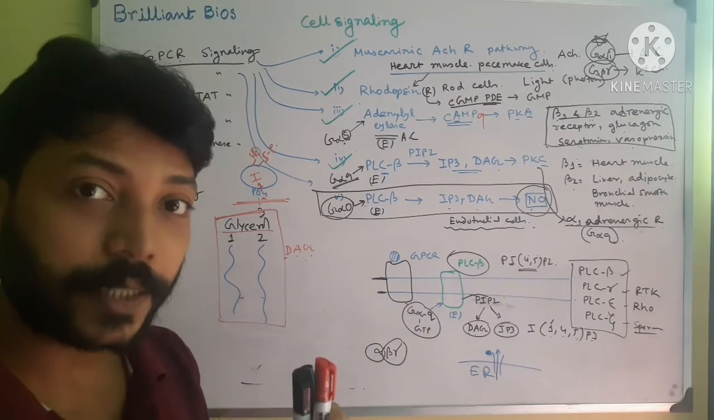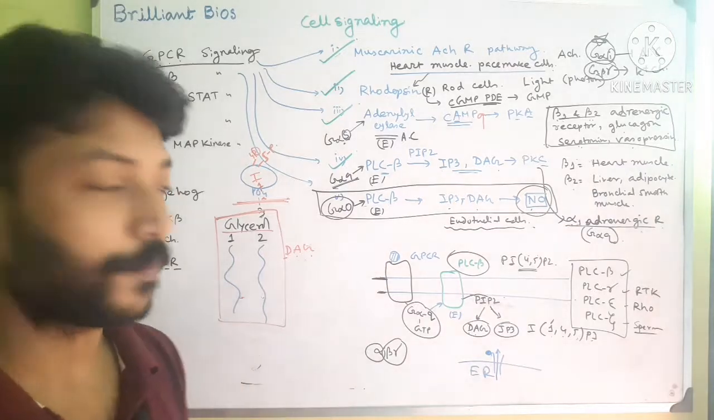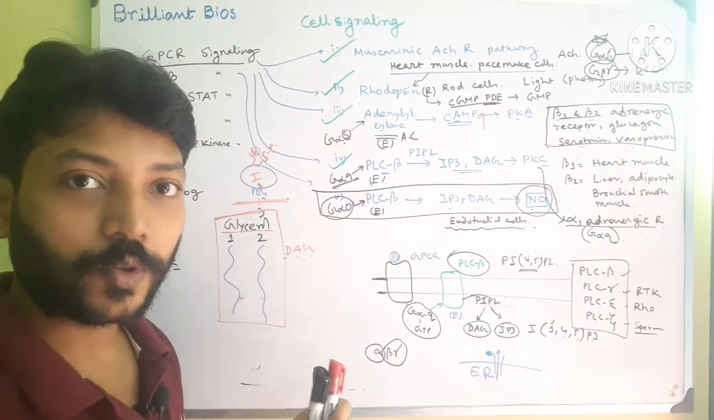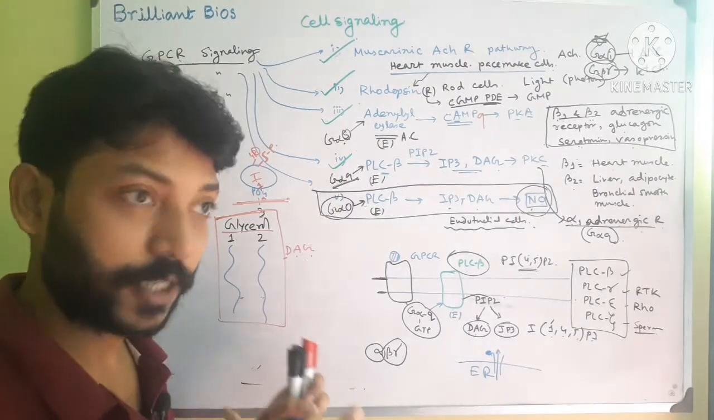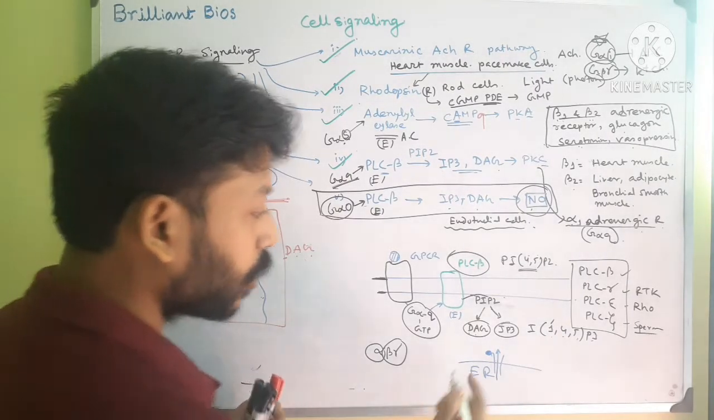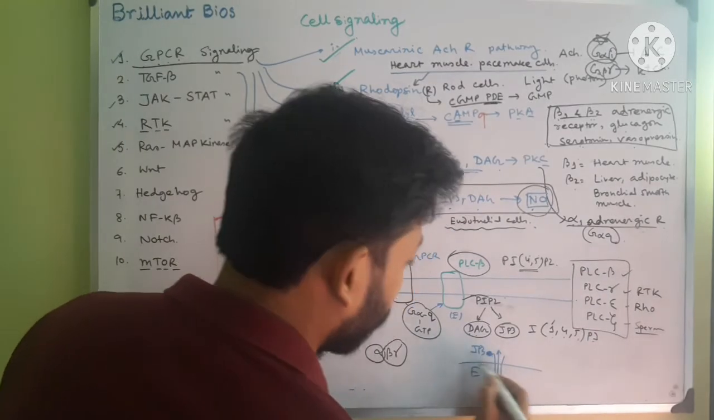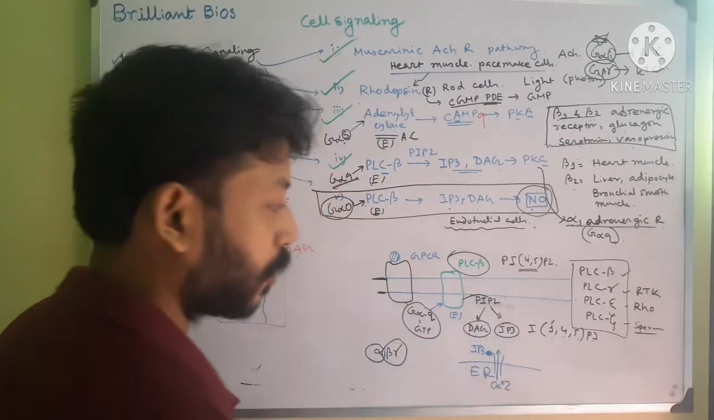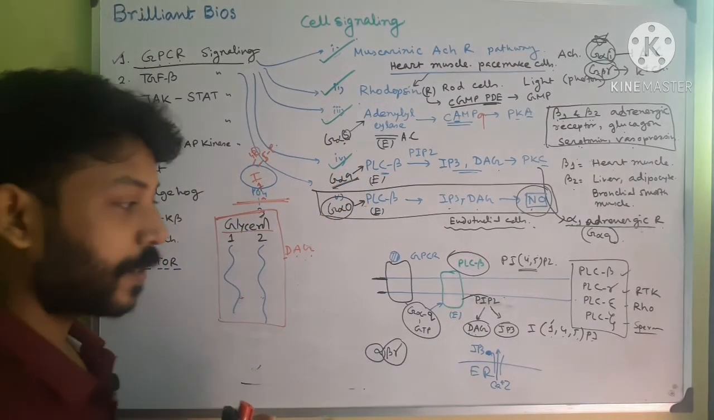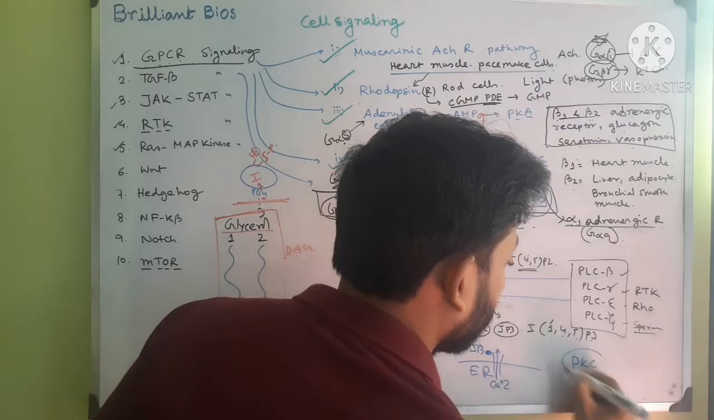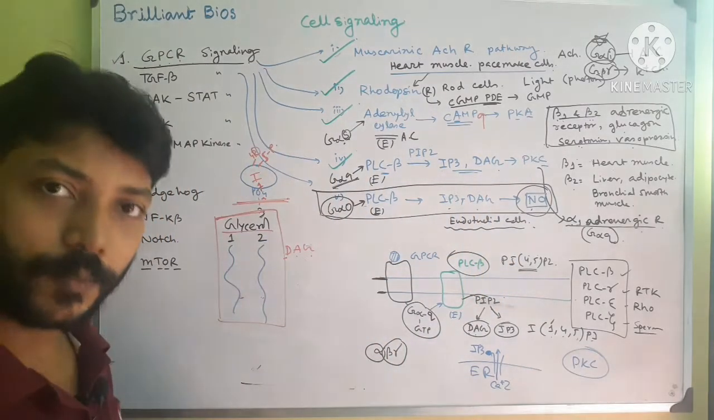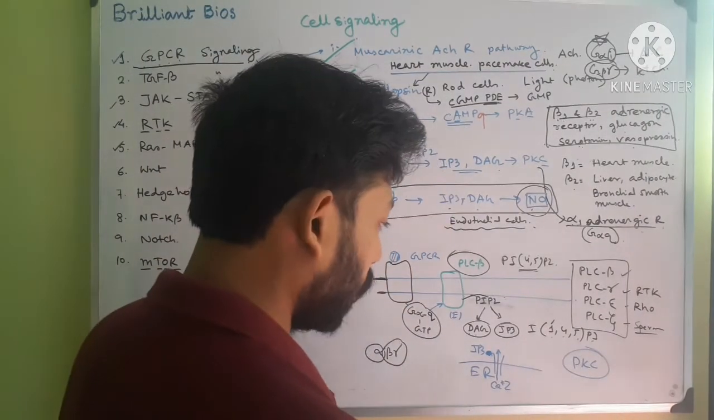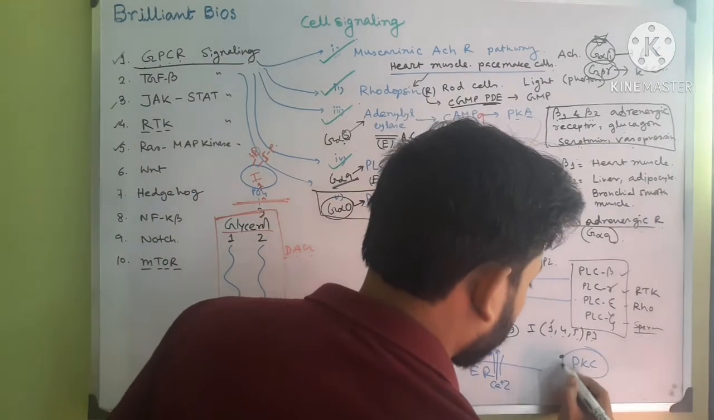The concentration of calcium in the cytosol is very low, 10 to the minus 7, because calcium functions in so many signaling pathways, so it is very precious to the cell. So when IP3 binds with the receptor, it releases calcium from the endoplasmic reticulum into the cytoplasm, and this calcium binds with PKC, another molecule. PKC means protein kinase C. This calcium binds with this molecule. Let's suppose this is the calcium, this black one.